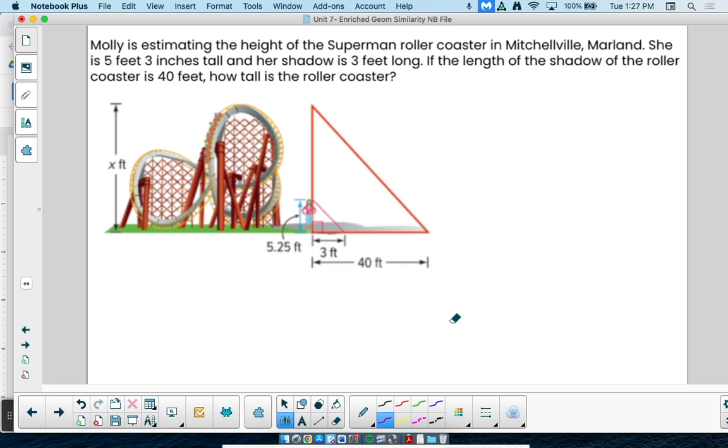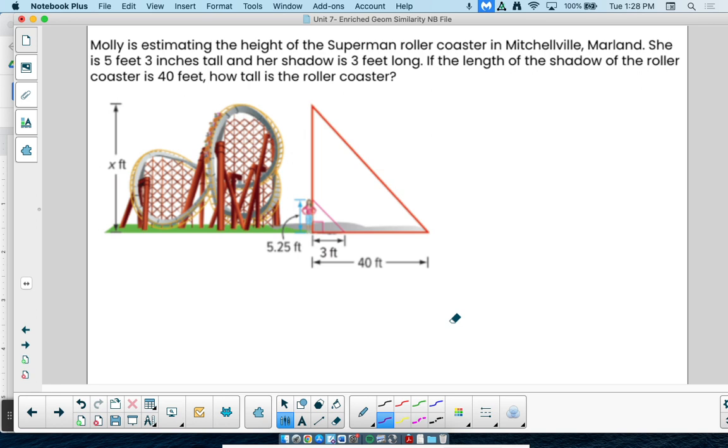Alright folks, last two. Little application and some typos in here. It says Molly is estimating the height of the Superman roller coaster in Mitchellville, Maryland. She is 5 feet 3 inches tall and her shadow is 3 feet long. If the length of the shadow of the roller coaster is 40 feet, how tall is the roller coaster? So they have a nice picture here for you.